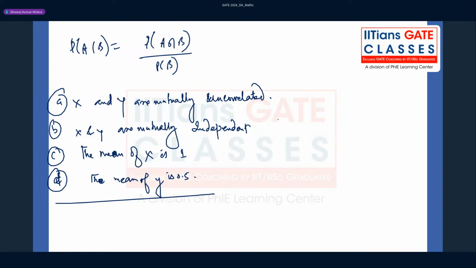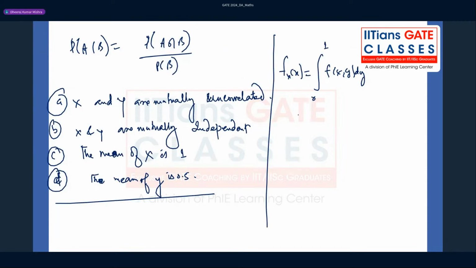First of all, we can find the marginal PDF for x. How to find f of x if the joint PDF is given? You just integrate the joint PDF with respect to y. Whenever you are finding the marginal PDF for x, you integrate with respect to the other random variable. The limit for y is given as 0 to 1, so integrate from 0 to 1, treating x as a constant.